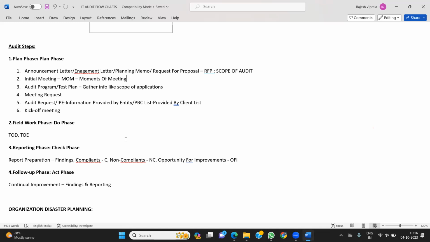Test of design is, in simple terms, if you have the capability to remember, nothing but confirming the statement or control with the process and its methodologies, whether it is relevant or not. The second one is TOE, test of effectiveness. Test of effectiveness means, again, whatever you have confirmed, that the statement or the control is designed properly according to the process, then you will check for the effectiveness. What is the meaning of effectiveness?